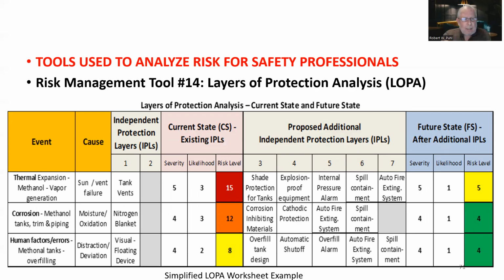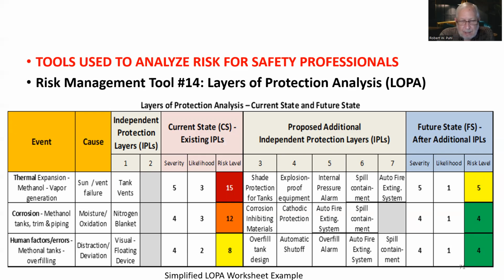And this is, let's look at the thermal expansion vapor generation, the first event. This is a little bit better done spreadsheet. Cause, sun/vent failure. Well, we can't do much about the sun, huh? Independent protection layers are the tank vents. Current state of existing IPLs is severity 5, likelihood 3, risk level 15. Propose additional independent protection layers.